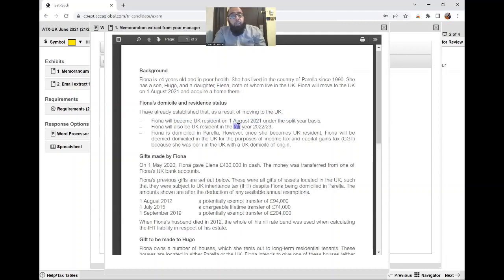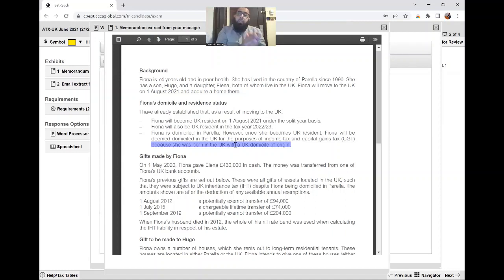Fiona will also be UK resident in the tax year 2022-23. Fiona is domiciled in Kerala. However, once she becomes UK resident, Fiona will be deemed domiciled in the UK for the purpose of income tax and capital gains tax because she was born in the UK with a UK domicile of origin.